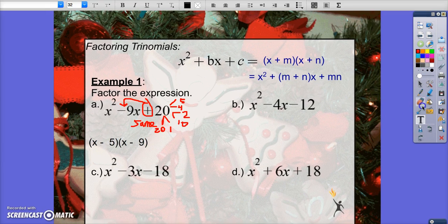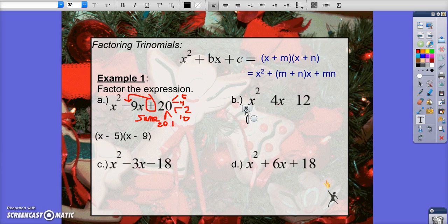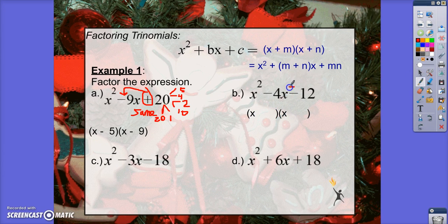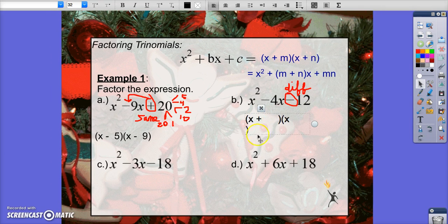All right, so let's take a look at the next one. X squared means there's an x in each parenthesis. I look to my sign. This is different, D-I-F-F. Different signs, I don't need to look here. Different means, what's my only option for different? One of each sign, right? So one's going to be a positive, one's going to be a negative.